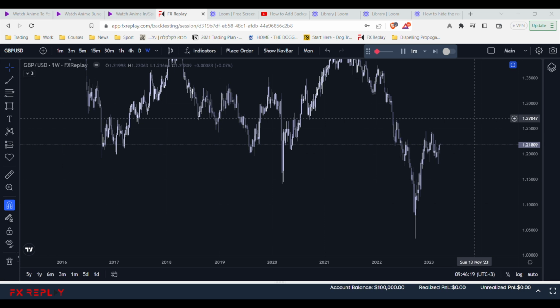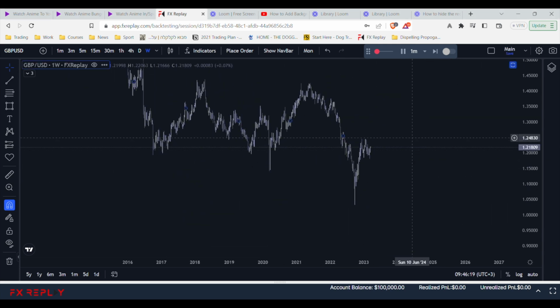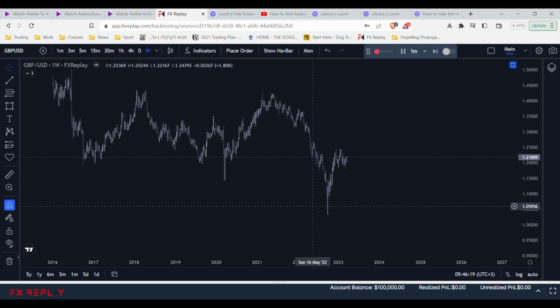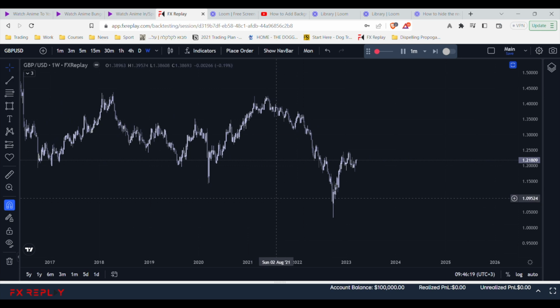Okay, so today we're going to take a look at GU. This is a pair that I usually don't trade, so this will be refreshing, and I'm using FX Replay so that maybe we can try and catch a trade or two. Anyway, so how do we build a narrative?